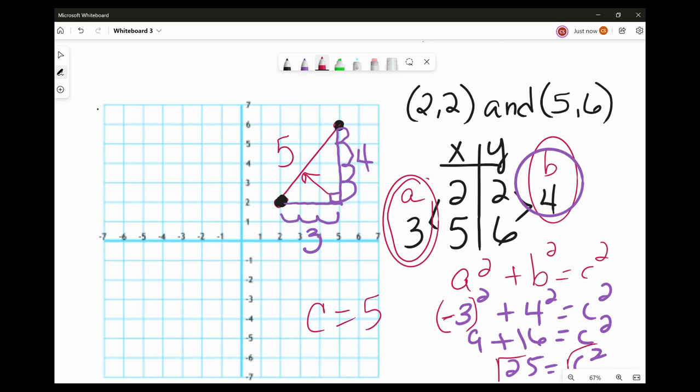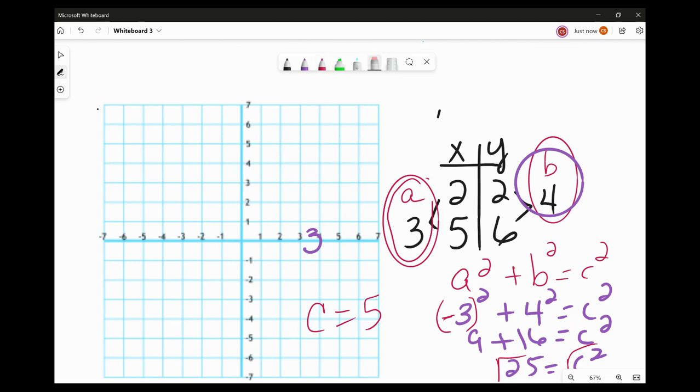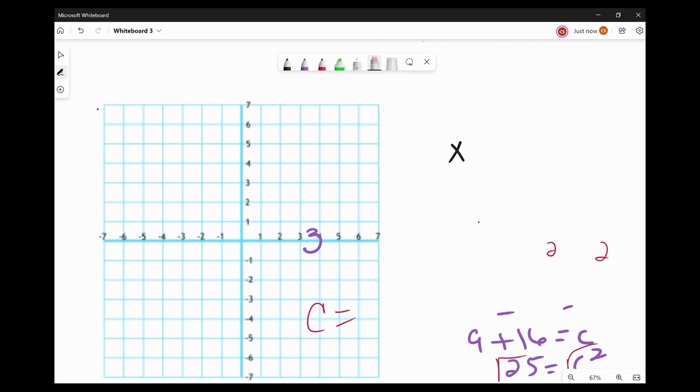Distance will never be negative. You don't need to put a negative sign there. Okay, so let's do another problem just to make sure we're understanding. And we will use negatives this time, make it a little bit more difficult.